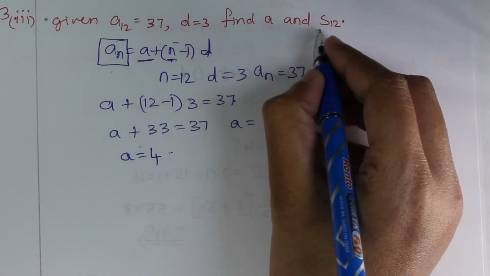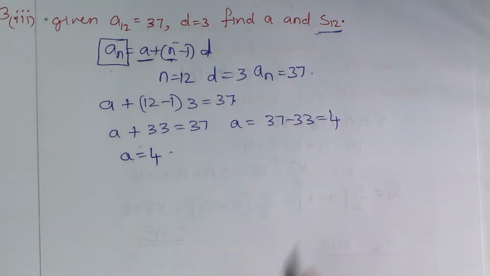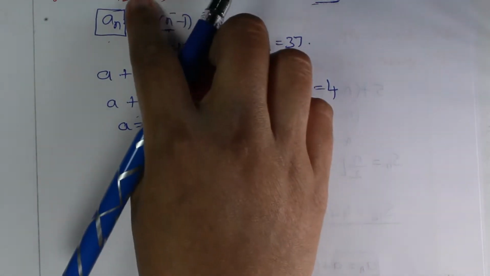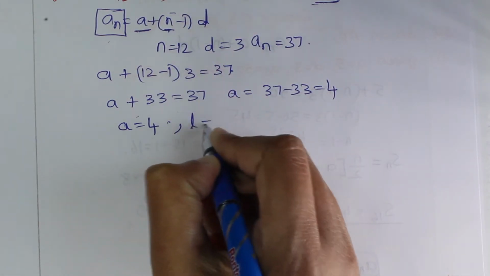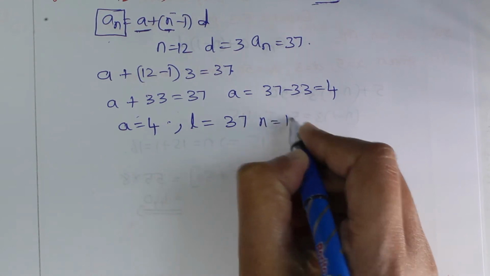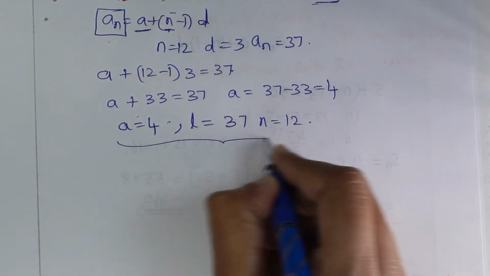Now what do we have to find out? S12, that is the sum of the first 12 terms in this arithmetic progression. Again we know the first term, and we already have the information of the last term, right? L is equal to 37, and we know the number of terms, that is n is equal to 12. Now we will substitute these values in this equation.